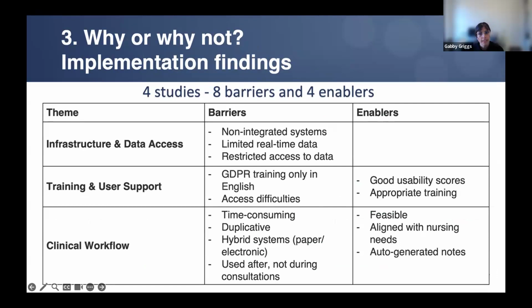To understand why some of these tools worked and why others didn't, we looked at implementation findings. Across the 4 studies, a clear pattern emerged that there were more barriers than enablers. What studies reported was that systems often didn't talk to each other, and that staff had limited access to real-time information they needed. And on top of that, some interventions added to workload rather than reducing it, feeling duplicative or sitting outside of normal routines rather than supporting them.